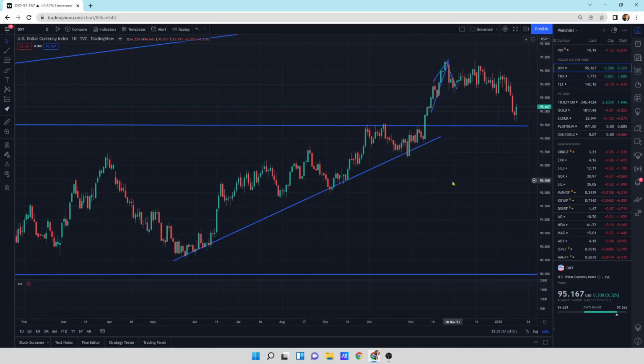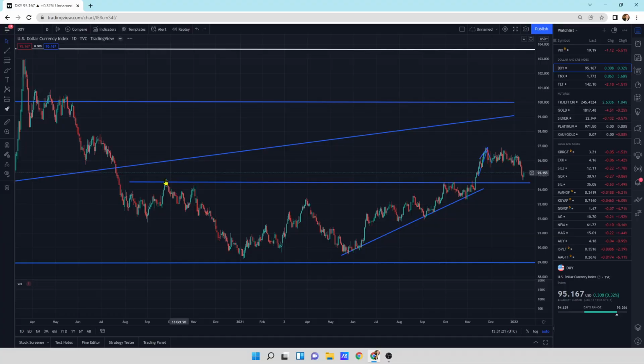Looking at the DXY, the dollar, it looks like we could firm up here and potentially go up. We're kind of at this support line. We broke out, did a return move, and we could potentially move up higher. Maybe, we'll see.